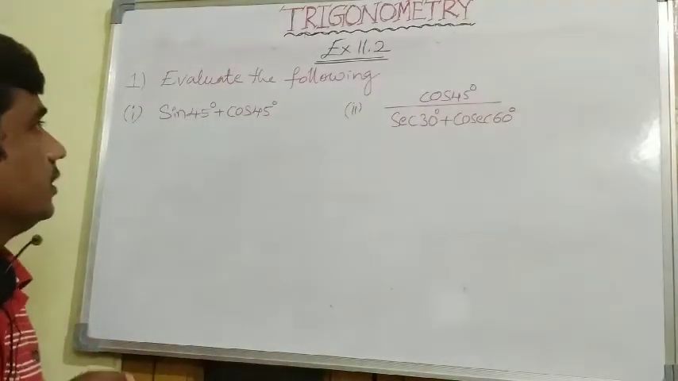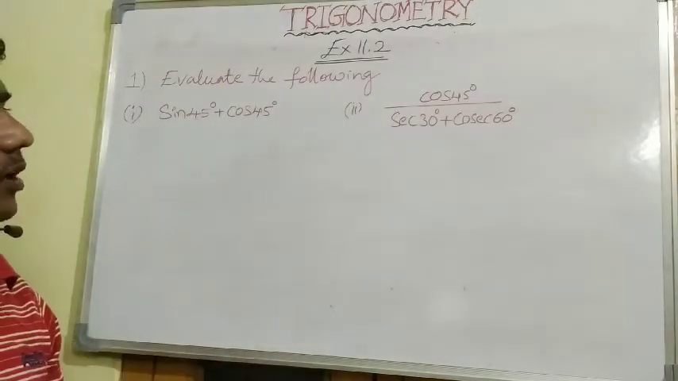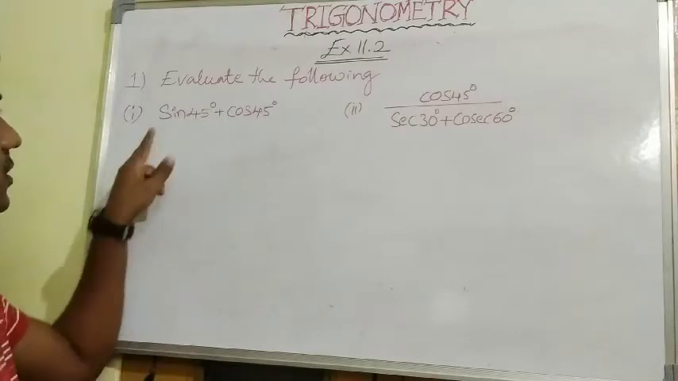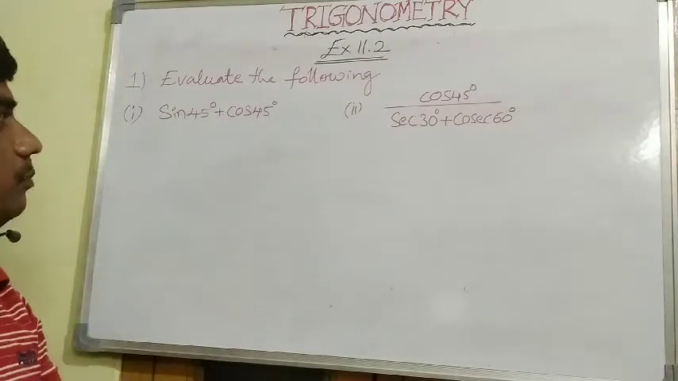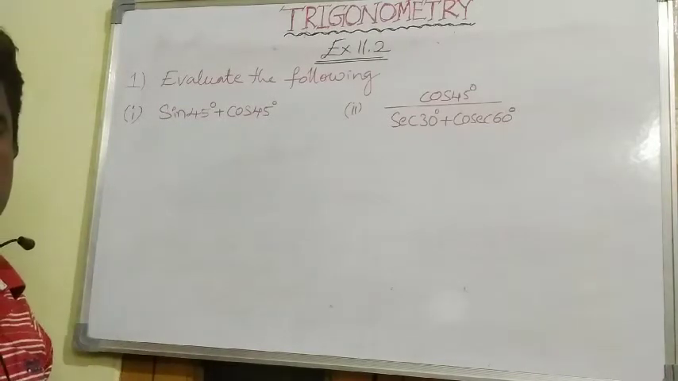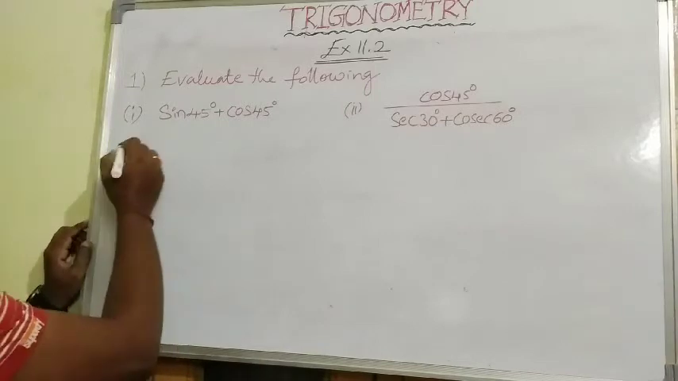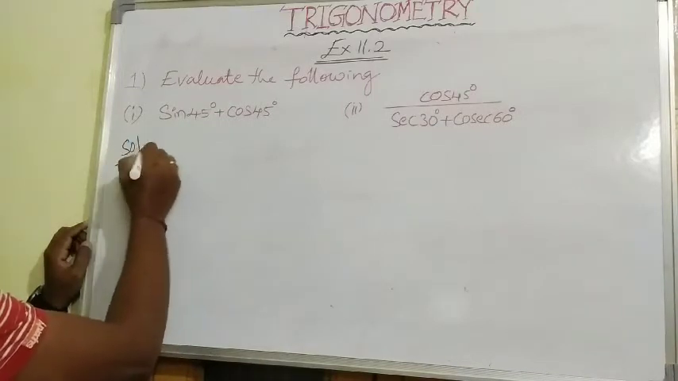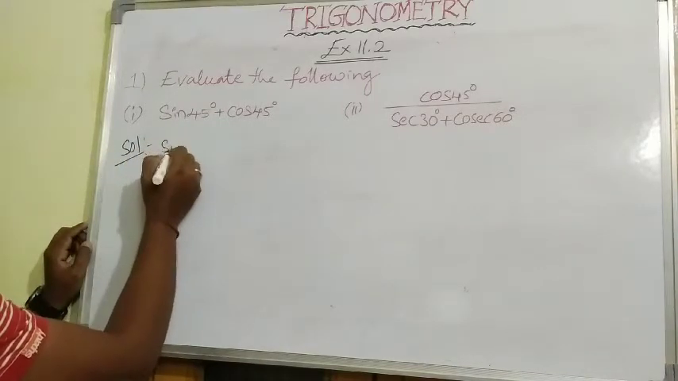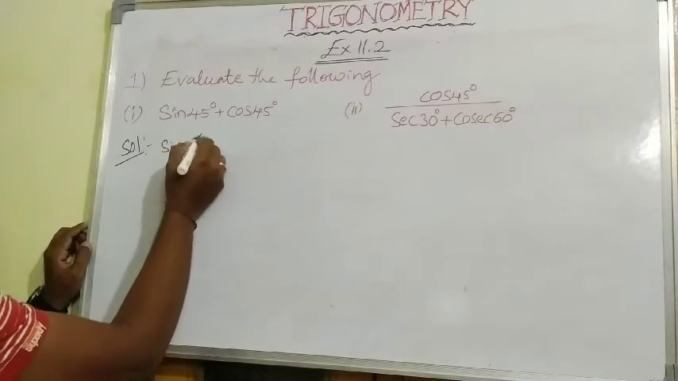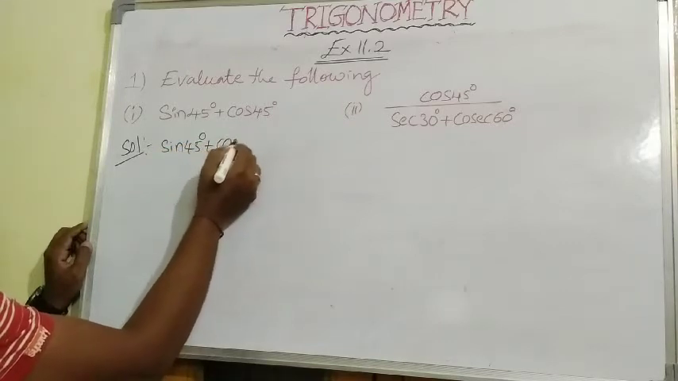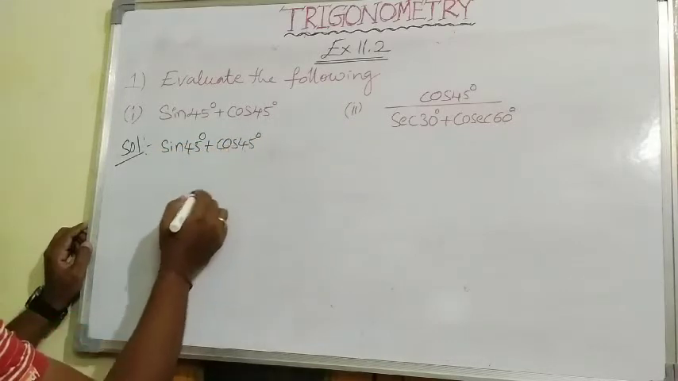In that first one, evaluate the following: sin 45 plus cos 45. These trigonometric values we have to substitute and simplify. So here sin 45 plus cos 45 value we have to evaluate.